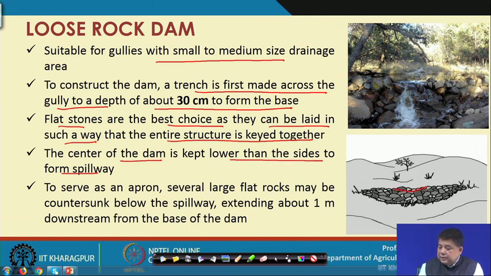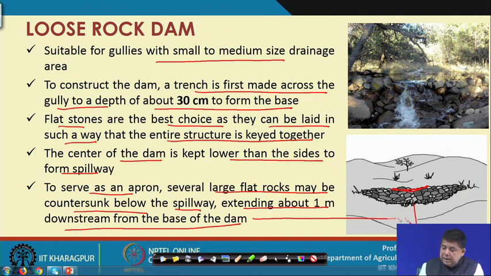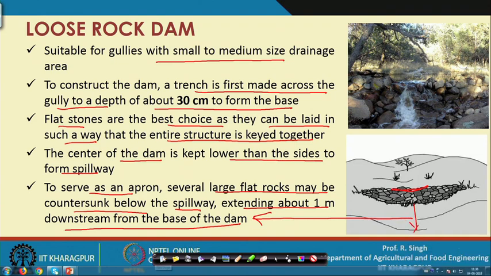So, this is the center. The center is always kept lower, so some kind of depression is there, and that acts as a weir opening. To serve as an apron, several large flat rocks may be countersunk below the spillway, extending about 1 meter downstream from the base of the dam. So, on the downstream side we will provide an apron by countersinking large flat rocks for about 1 meter length.